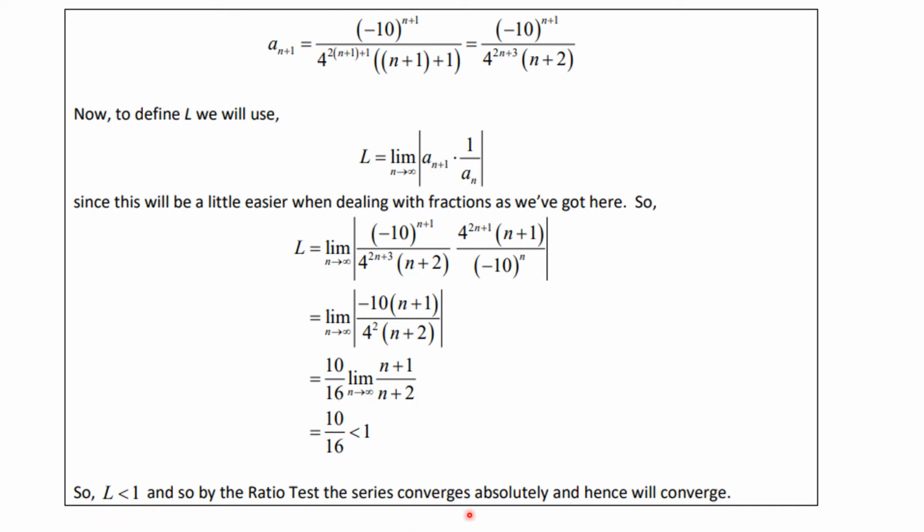So since L is less than 1, we know by the ratio test that this series converges absolutely, and hence it converges.